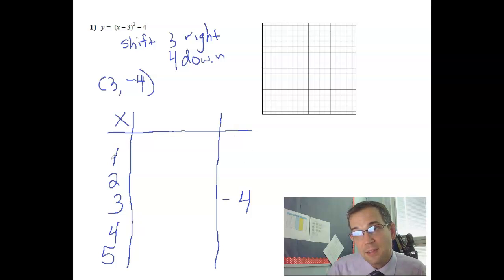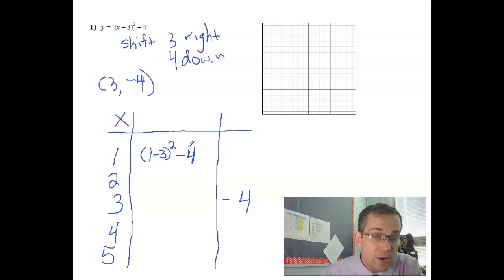So for example, I'll take this 1, and I'm going to plug it into this function. So in my head I'm thinking parentheses 1 minus 3, squared, minus 4. If I think about the order of operations, parentheses first, so 1 minus 3 makes -2. Then I'm going to square that, so -2 squared is 4. And then I'll do addition and subtraction, so 4 minus 4 makes 0.